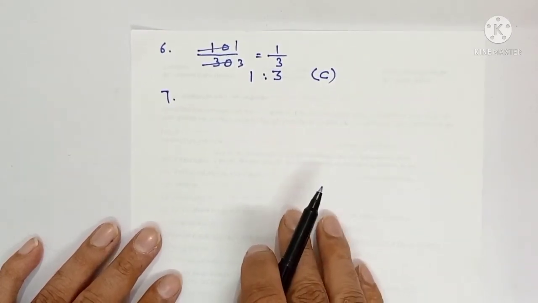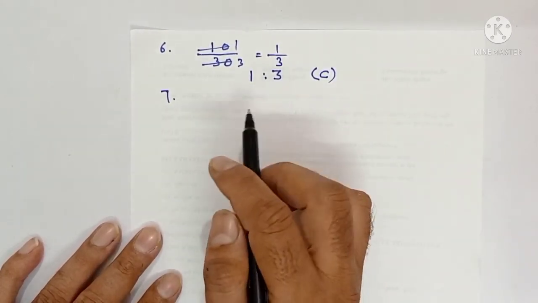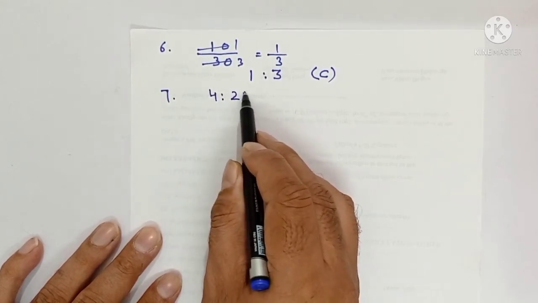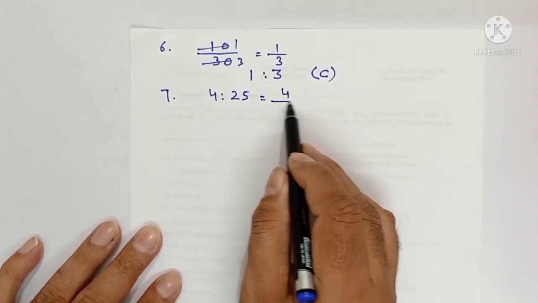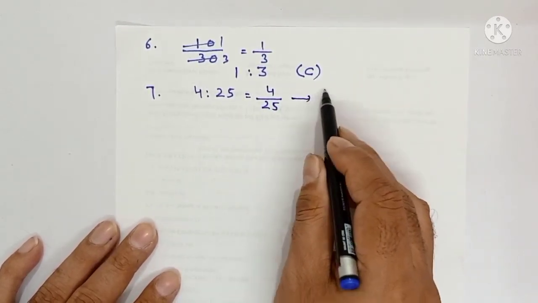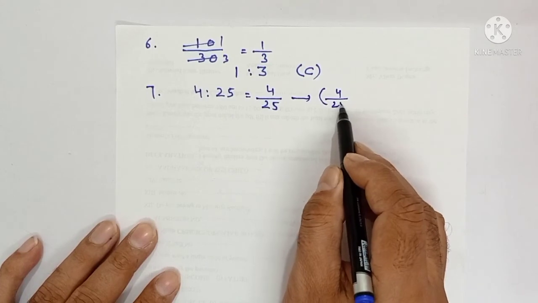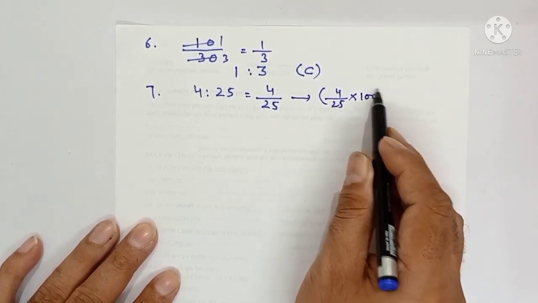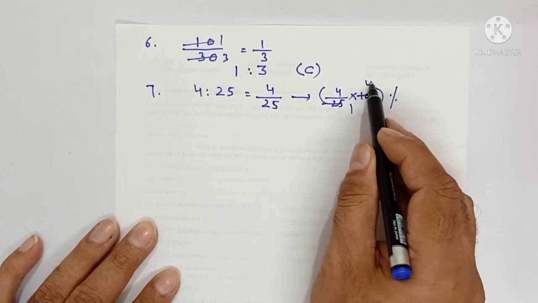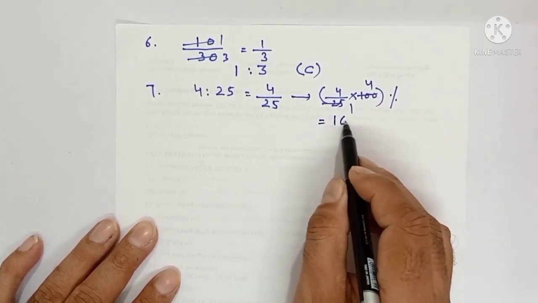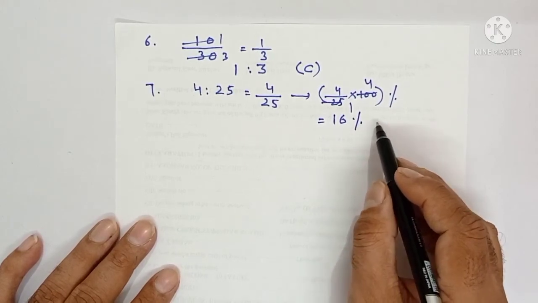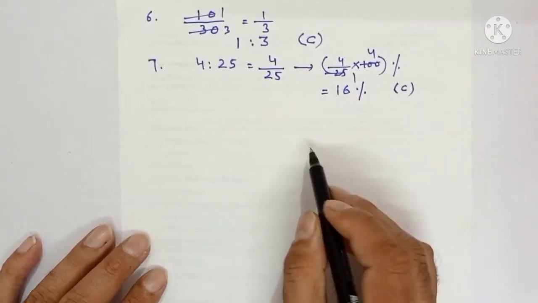7. The ratio 4 ratio 25 converted to percentage. So 4 ratio 25, we can write it 4 over 25. And when we are to convert it into percentage, 4 over 25 will be multiplied by 100. 25 ones are 25, 25 fours are 100. So it is 16%. So in this sample paper, this option is C.